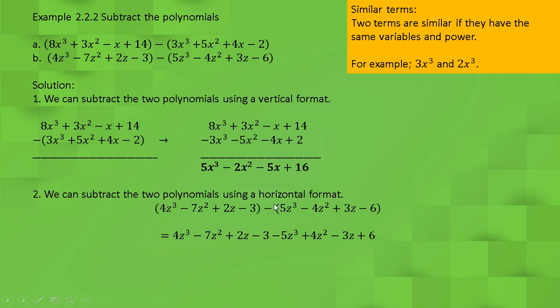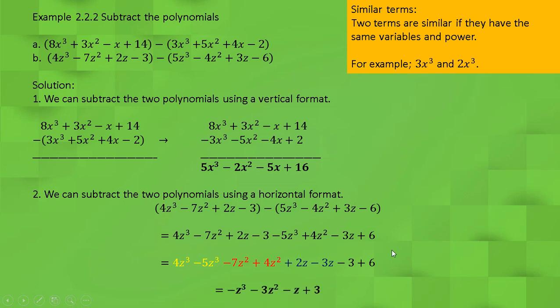So negative 1 times 5, that's negative 5. Negative 1 times negative 4, that's positive. Negative 1 times 3, that's negative 3. Negative 1 times negative 6, that's positive 6. And then group together the similar terms. So we have 4z cubed minus 5z cubed, minus 7z squared plus 4z squared, plus 2z minus 3z, then minus 3 plus 6.